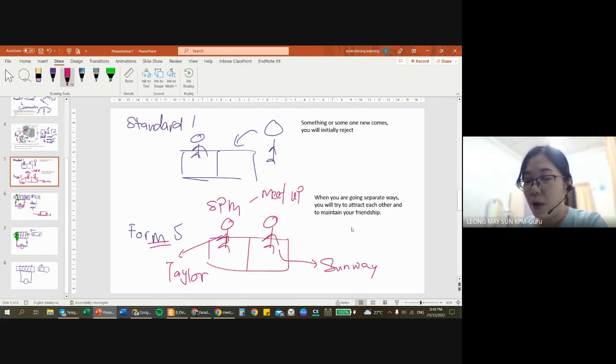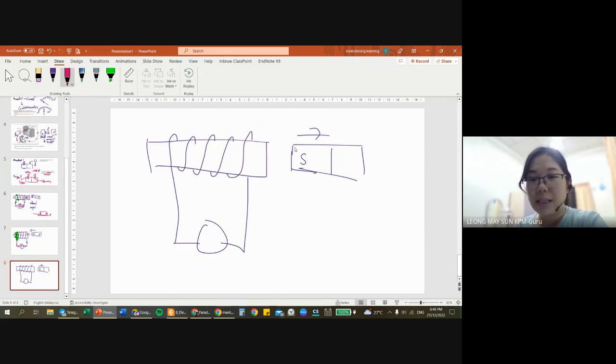When you're going separate ways, you will try to attract each other to maintain your friendship. So when the south of the permanent magnet is moving away, the solenoid wants to maintain the south pole closer to the solenoid. In order to maintain its position, the solenoid has to induce a north pole. Why? North and south attract each other. That way, it will actually pull back the south.